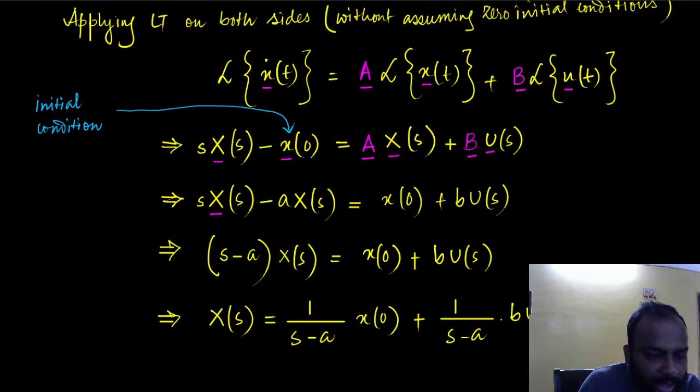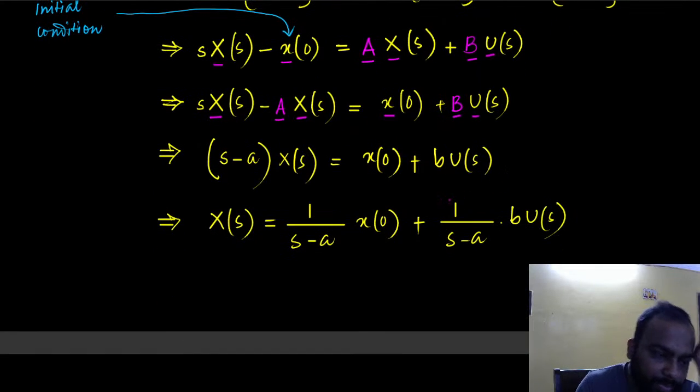Now we are bringing this to the left hand side and this to the right hand side. So here that becomes AX(s), so that term went there, and this becomes the initial value vector, and this becomes bU(s).